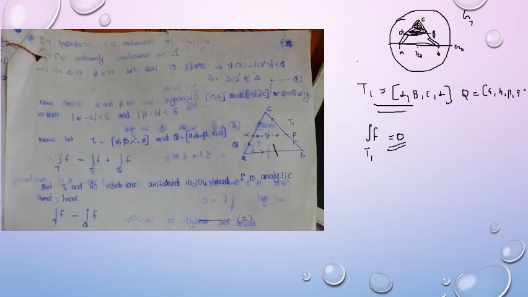The second part, the portion AB, belongs to G naught. This is not entirely contained in G plus. This borderline belongs to G naught. Therefore, that integral we cannot say is 0. Only we can say that the integral over T1 of f is 0. Therefore, we can say that the integral over T of f is equal to the integral over Q of f.